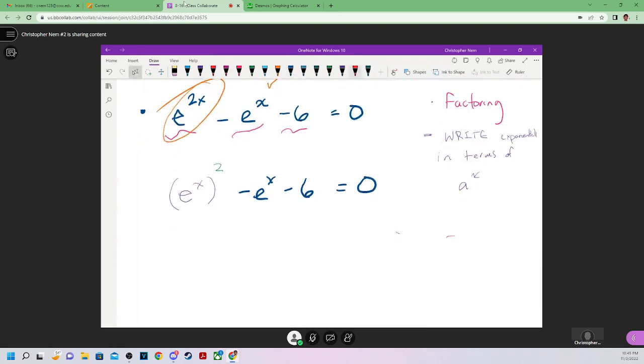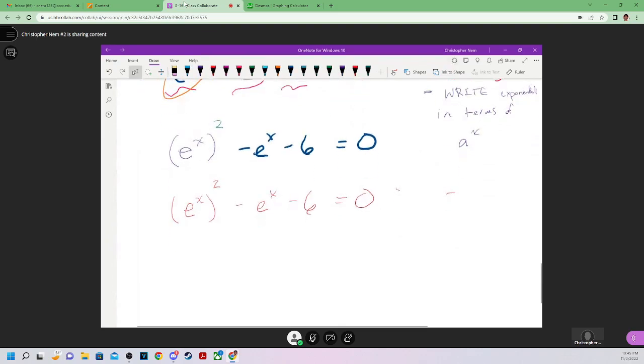Well, now let's look at it again. Let me just rewrite that so you guys are more aware: e to the x squared minus e to the x minus 6 equals 0. What is so special about this? Doesn't this look very similar to, let's suppose this was x, x squared minus x minus 6 equals 0? That kind of form? It looks very, very similar, which means we can factor it via trinomial.